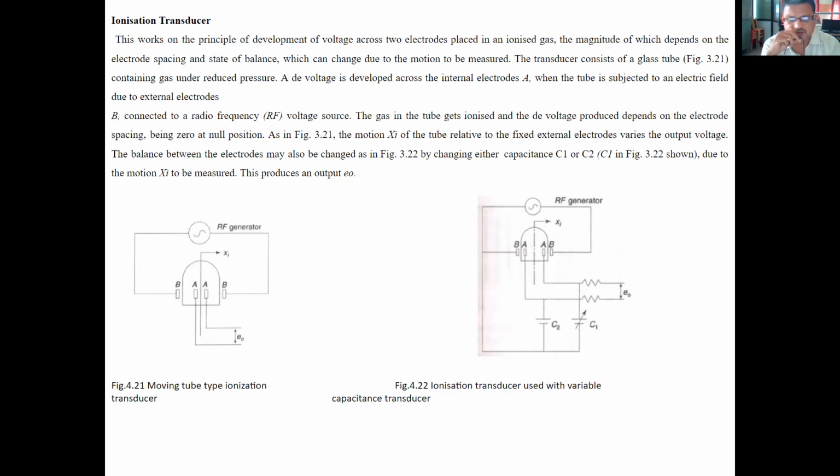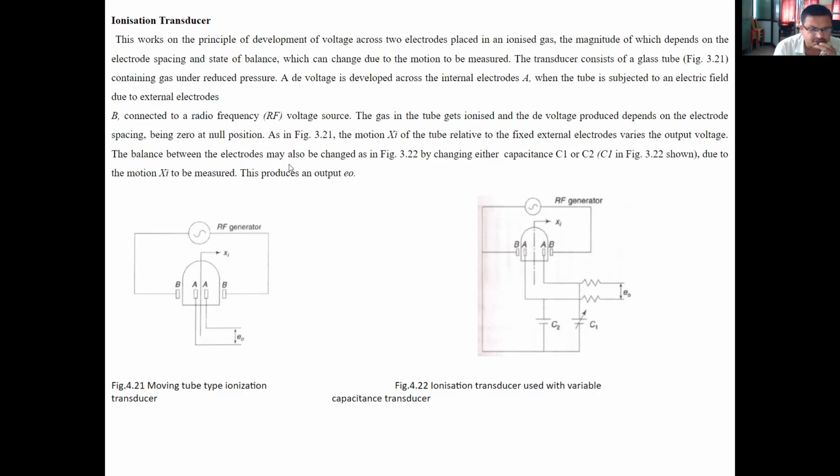The gas in the tube gets ionized, and the DC voltage produced depends on the electrode spacing, being 0 at null position as shown in figure 3.21. This is the motion xi of the tube relative to the fixed external electrodes. This tube can move either towards right or towards left. Where is the output voltage?